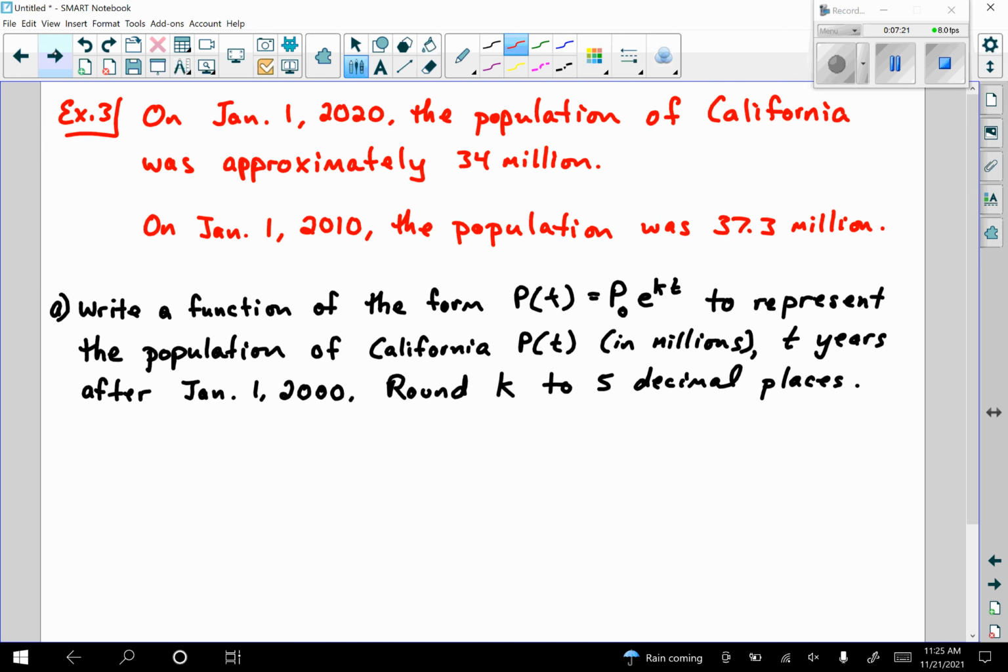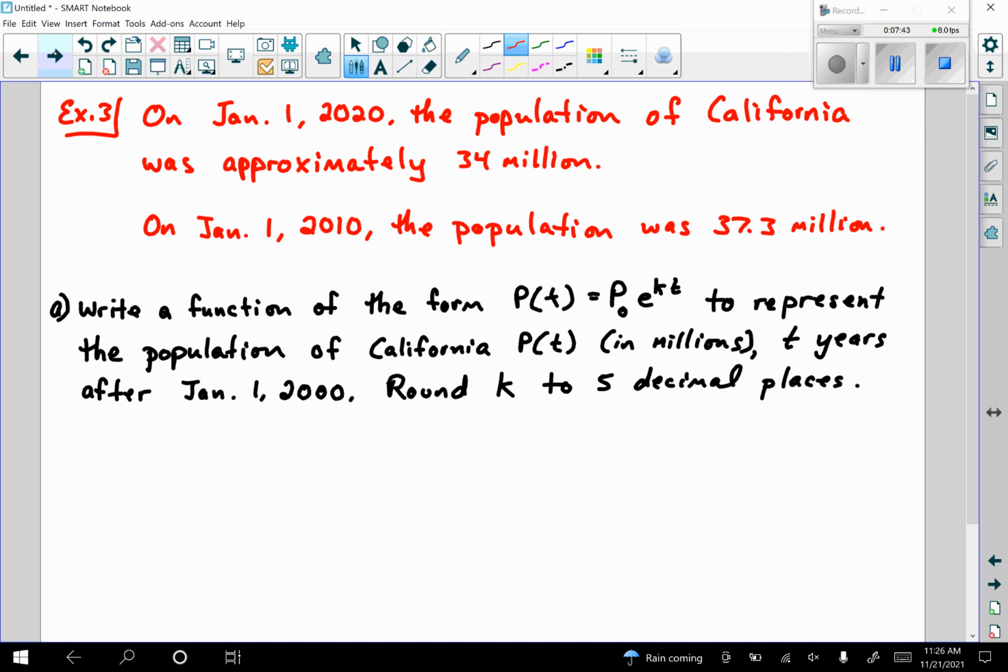Right, this next example has 3 parts. And here we're actually looking at population growth. So this starts by saying just on January 1st, 2020, the population of California was approximately 34 million. Going back to 2010, January 1st of 2010, the population was 37.3 million.